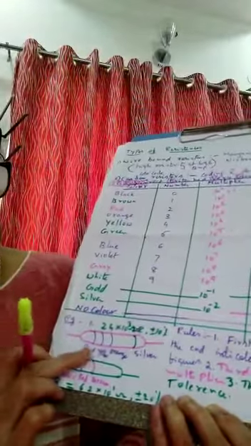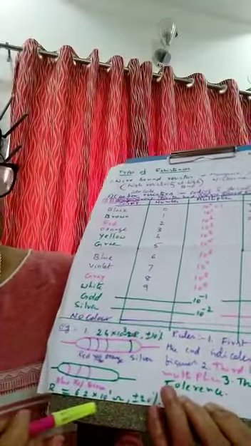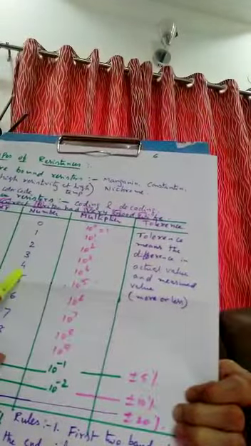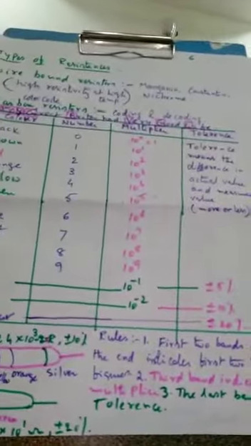Then which ring is next here? Yellow. Yellow is 4. Yellow is 4 or not? Yes, yellow is 4. So we got 24. The third ring gives you the multiplier, meaning power.